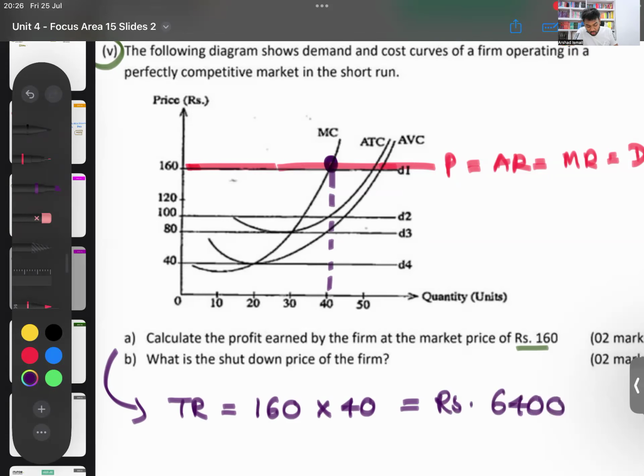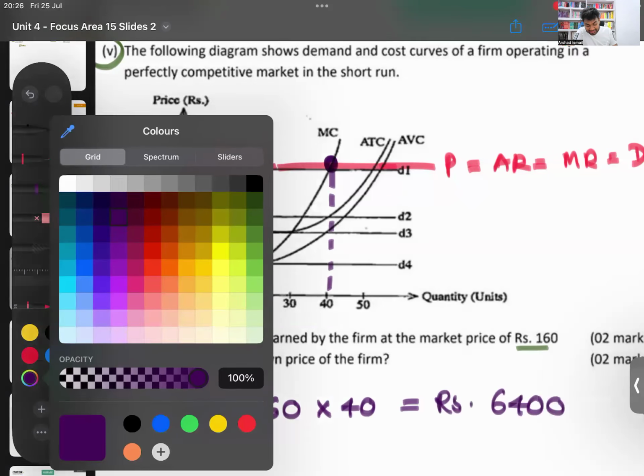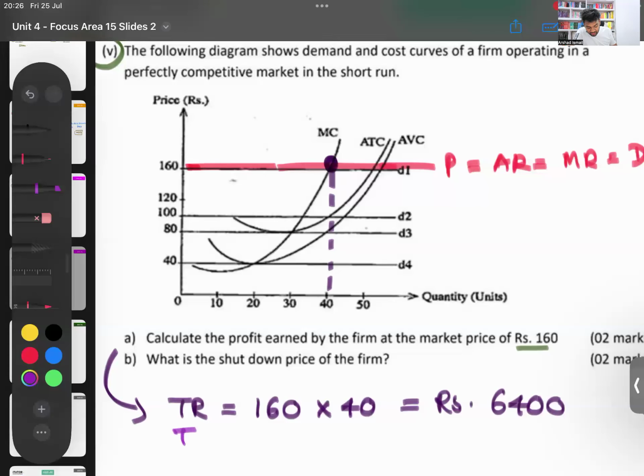Then how much is their total cost? That's the next thing. So how do you find total cost? Average cost times number of units. At 40 units, now read the graph. At 40 units, where does it touch the average cost curve? Right there, that yellow dot. Now connect and see how much the average cost is. That is 100. Average cost means cost per unit.